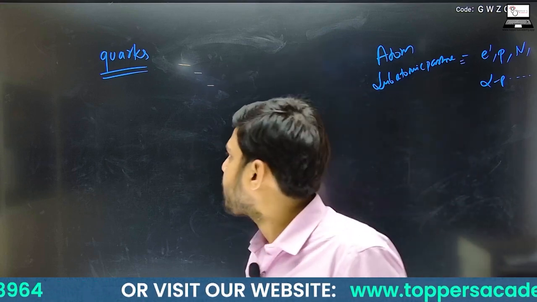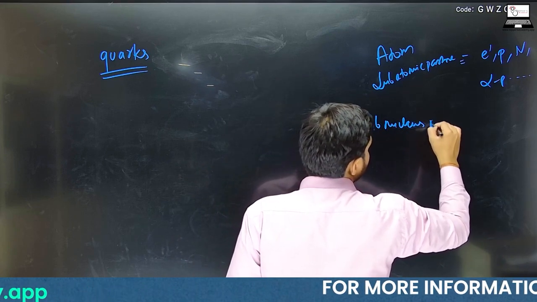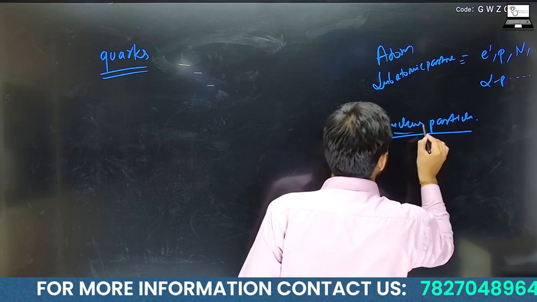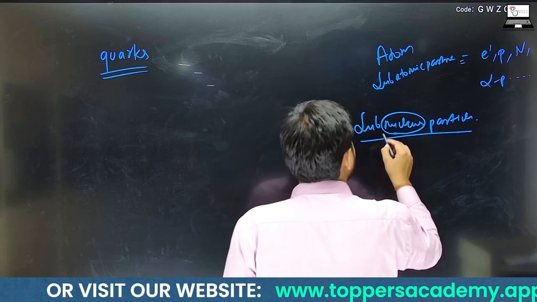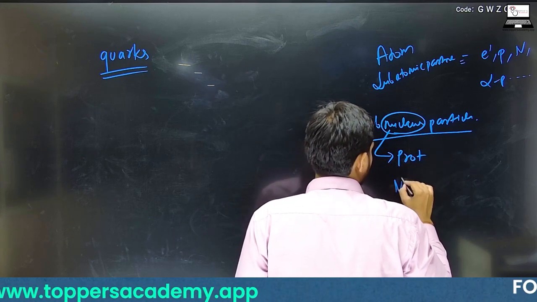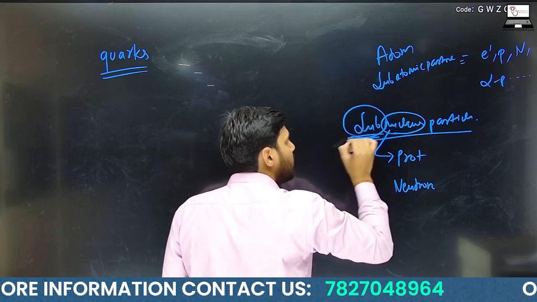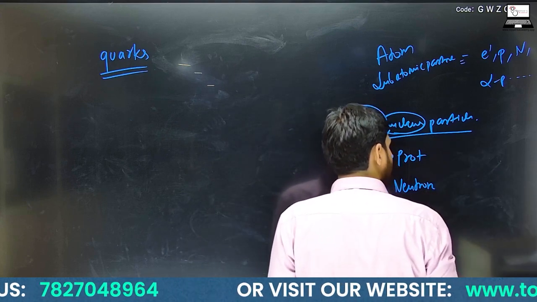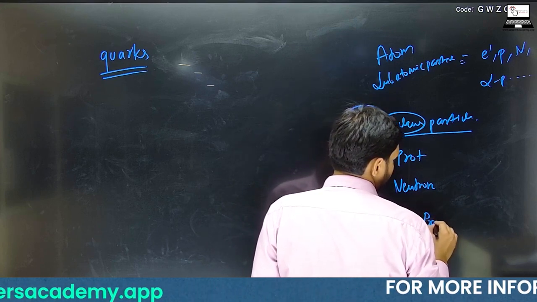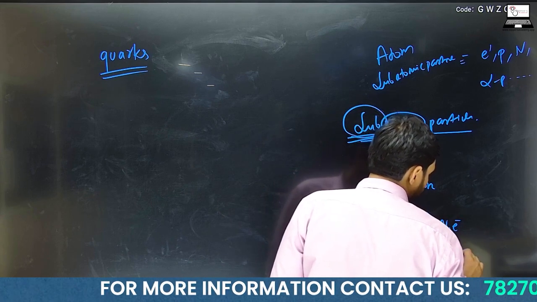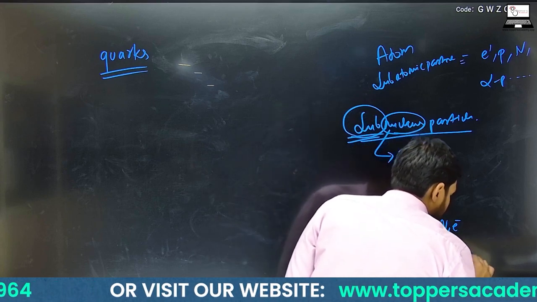Isn't it? Okay. But what is a subnucleus particle? The nucleus is made up of proton and neutron. But when we talk about subnucleus particles, we are going much deeper. Now, atom is made up of proton, neutron, electron. But what about the proton and neutron? What are they made up of? So, the recent and modern theory has concluded that there are quarks.